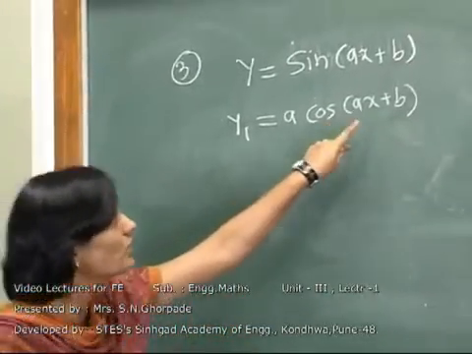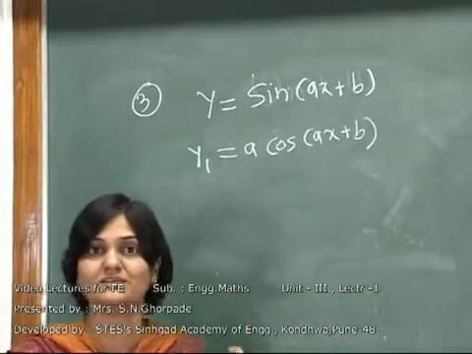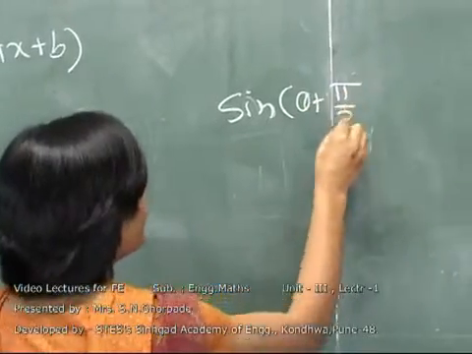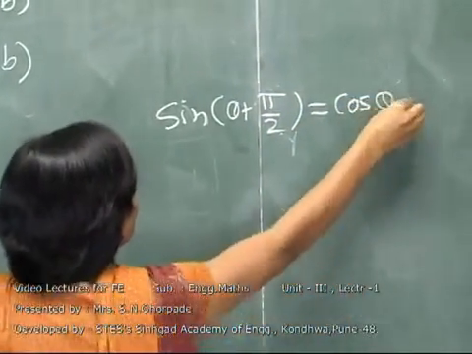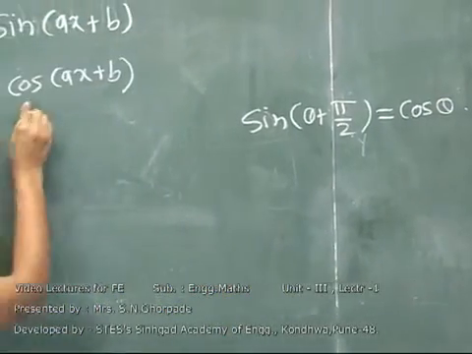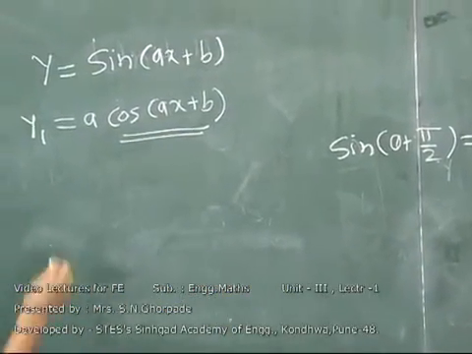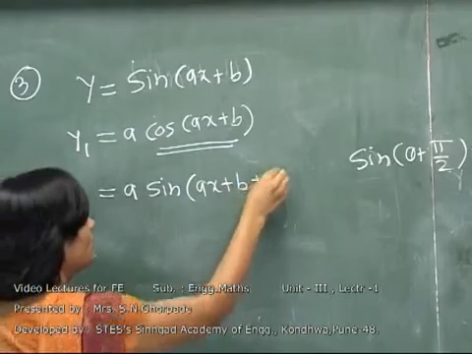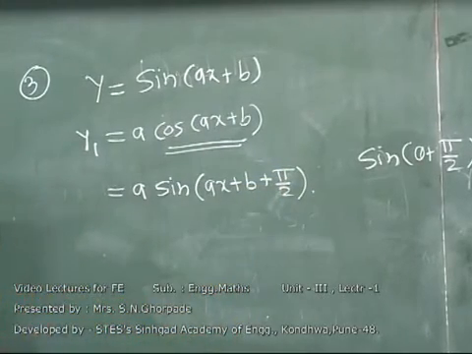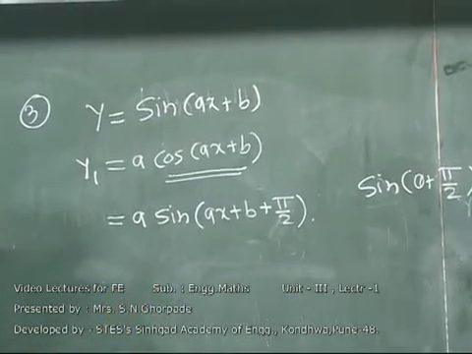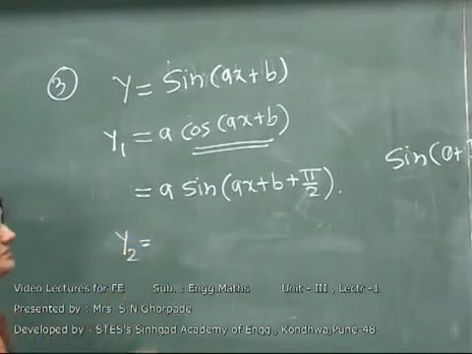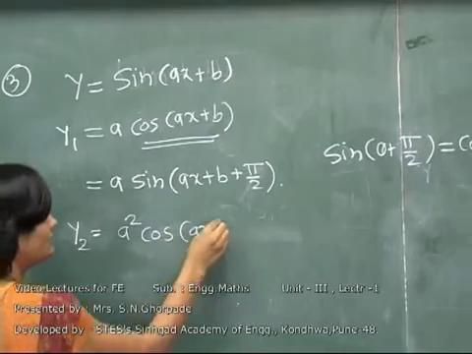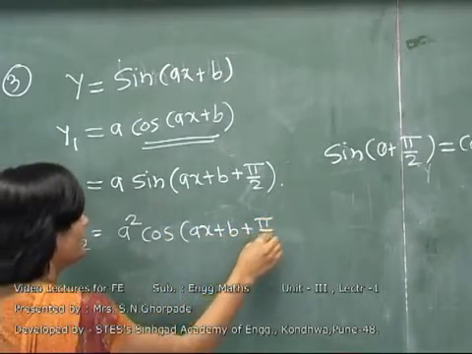Therefore, it is better to convert this cos theta into sine theta. We know that sine of theta plus pi by 2 is nothing but cos theta. Hence, to this cos of ax plus b, I'll write it as a sin of ax plus b plus pi by 2. We have converted this cos into sin now. Find second derivative y2. It is a square cos of ax plus b plus pi by 2.